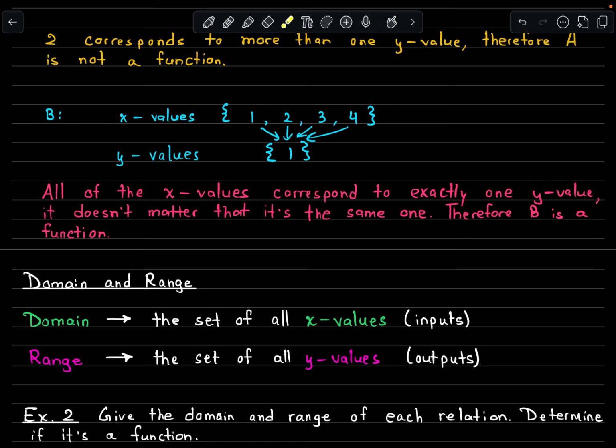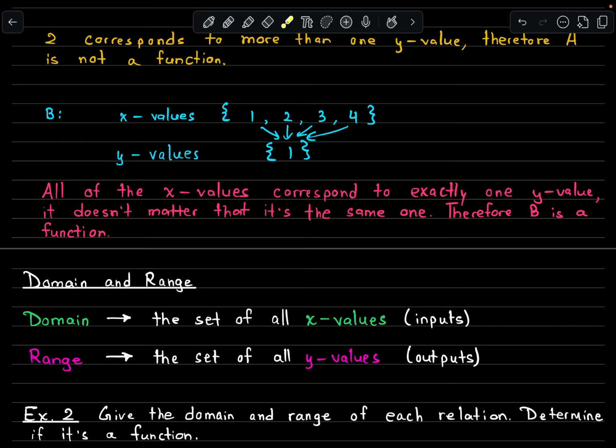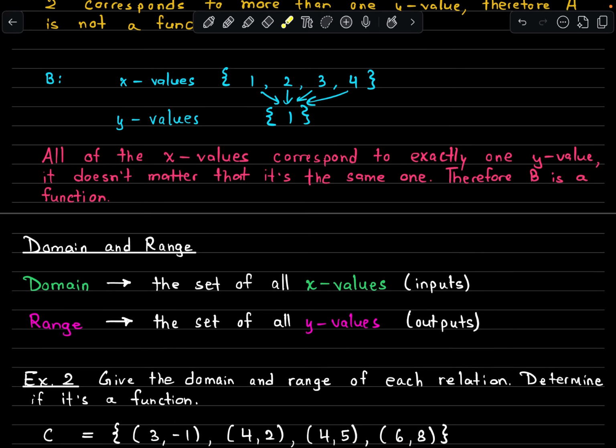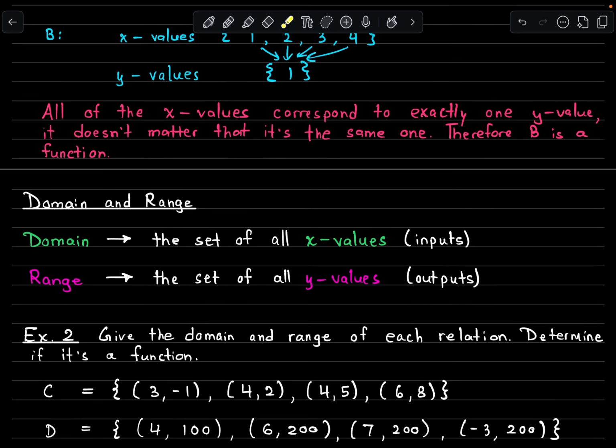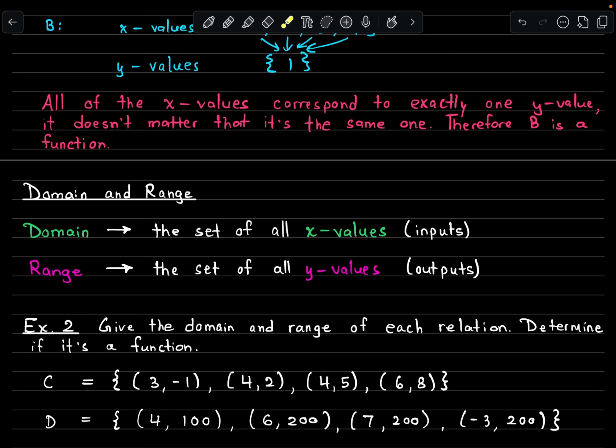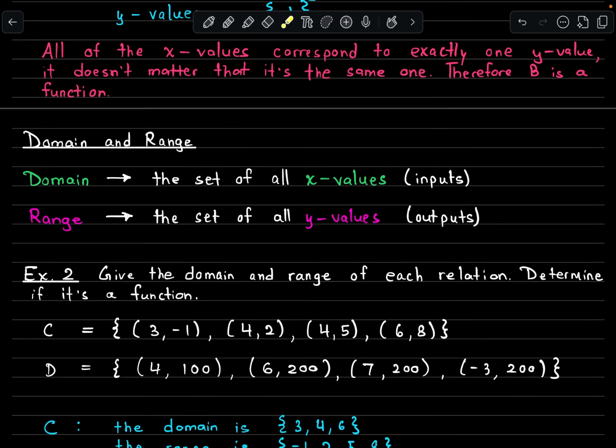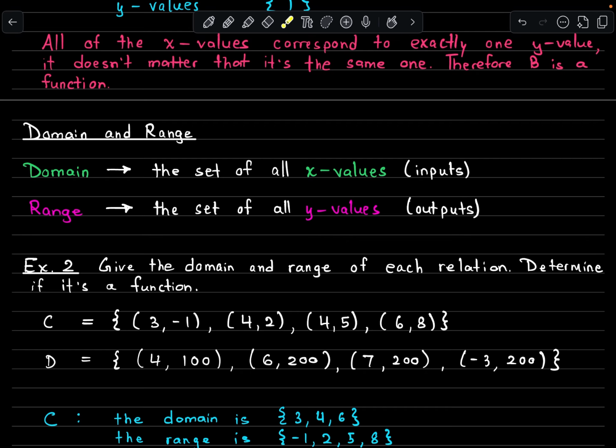So let's look at example 2. Give the domain and range of each relation. Determine then if it is a function. So we've got C and D here. All right, well, C's domain is going to be the list of all of its x values. So we've got 3, 4, 4 again, but we don't need to list a second time. We can just list it once. And then we've got 6. Okay, so 3, 4, and 6. Its range is just going to be the list of all of its y values. -1, 2, 5, and 8. And that's what we've listed here.